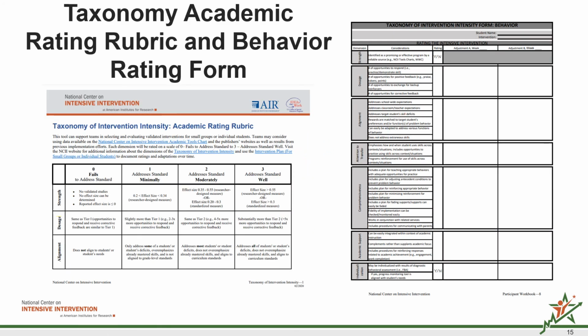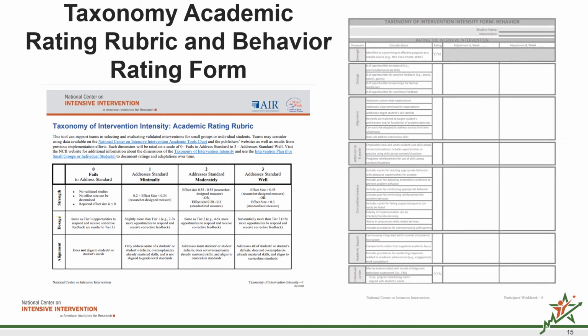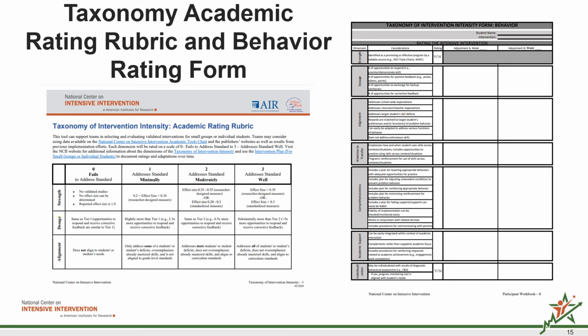Resource number 1. And finally, in number 1, we have the Taxonomy of Intervention Intensity Academic Rating Rubric and Behavior Rating Form. These tools can support teams in selecting and evaluating validated interventions for small groups or individual students. The rubric and rating forms use a 0 to 3 rating scale to support teams in identifying the strengths and weaknesses of their interventions across the dimensions of the taxonomy of intervention intensity.